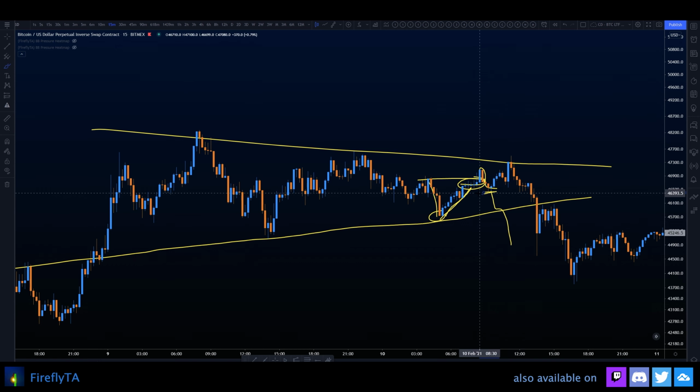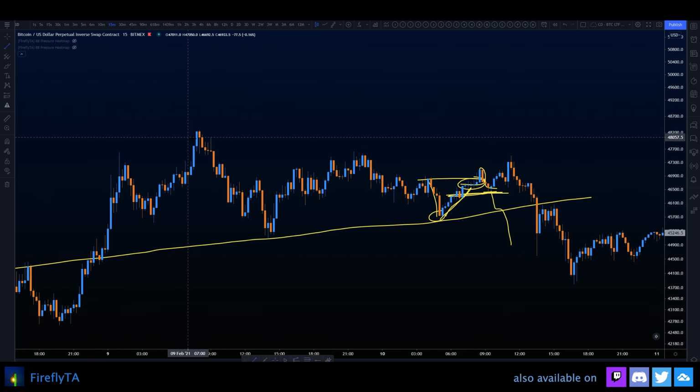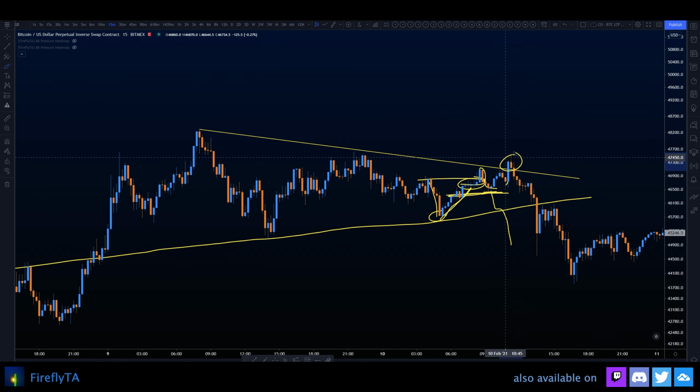Bulls made some achievement here by holding this. But as you can see, they really struggle to make this breakout to the upside. Now I drew this. So this was the trend line to watch. And as you can see, they really struggle to break out of this area. It got sold immediately because this was clearly weak.